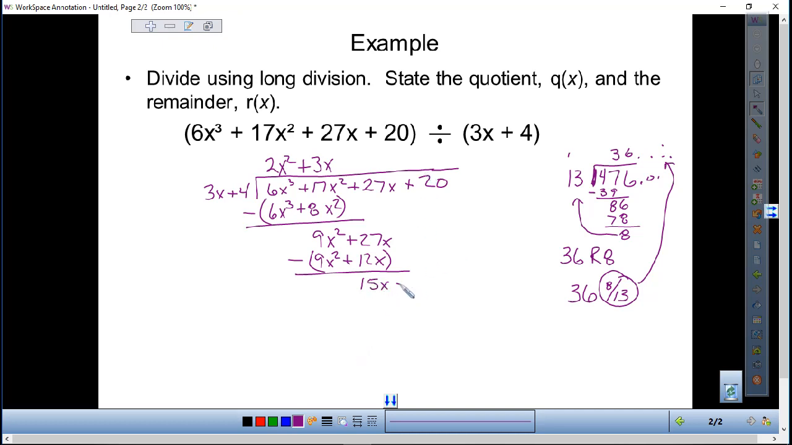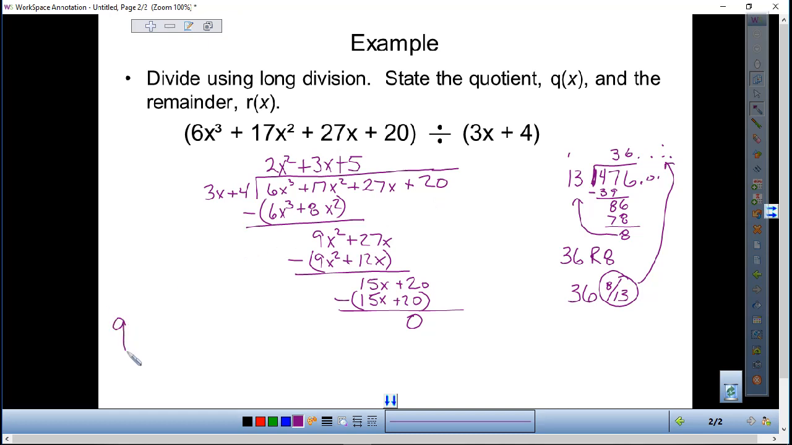And bring down the next term. And go through the process all over again. What do I multiply times 3x to get 15x? That would be 5. And 5 times 3x gives me 15x, which is what I'm looking for. And 5 times 4 is going to give me plus 20. And then parentheses, subtract. 15x minus 15x goes away. 20 minus 20 also goes away. So we have no remainder here. That means that 3x plus 4 goes in evenly into that polynomial.